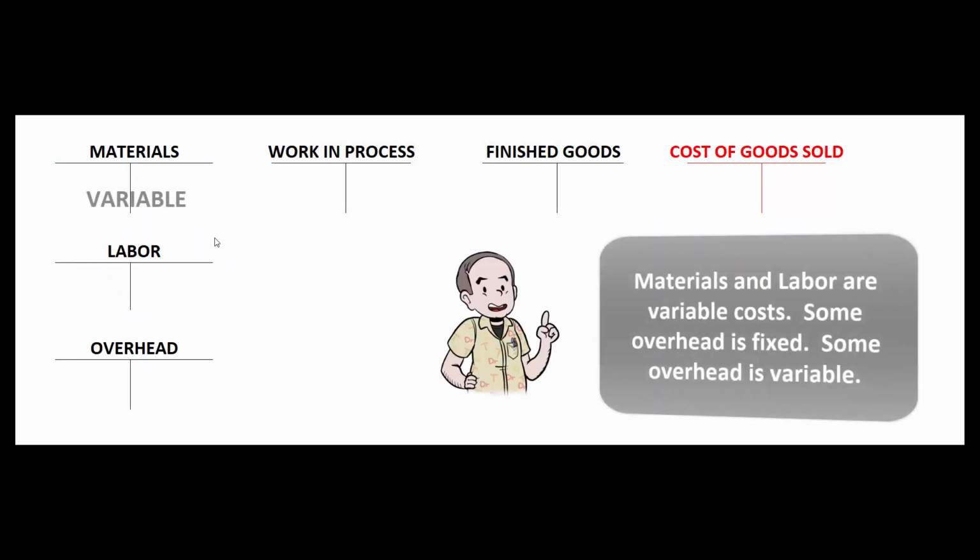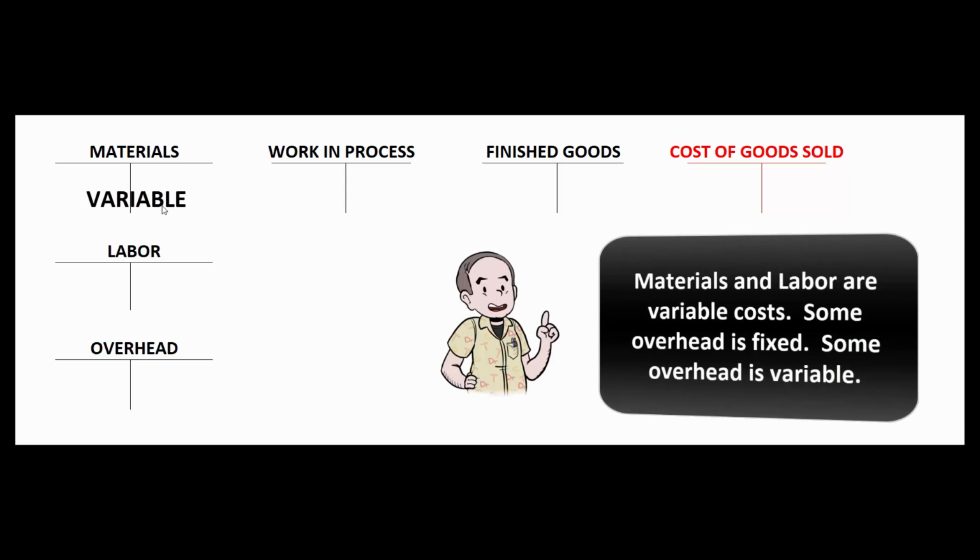If we're a manufacturer, our raw materials cost is variable. The more stuff we make, the more raw materials we use. Our labor is generally considered to be a variable cost. The more stuff we make, the more labor costs we have. But the odd thing about overhead is that there's a fixed and a variable portion.